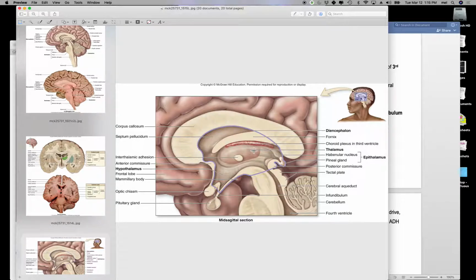Anybody remember? Yeah, something about that? It's the router or relay station for sensory information to the cerebral cortex. Good? Okay. Somebody tell me a very simplified version of what the hypothalamus does. But use a phys word. Homeostasis. There you go.